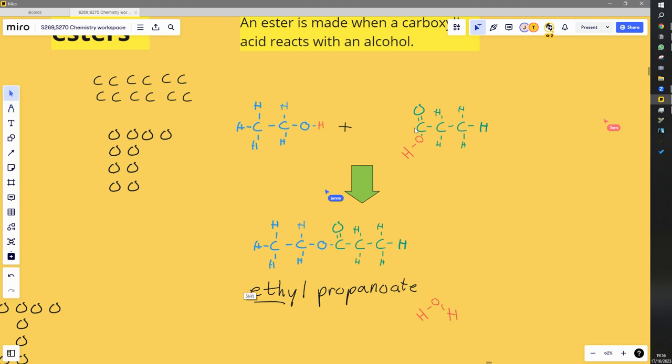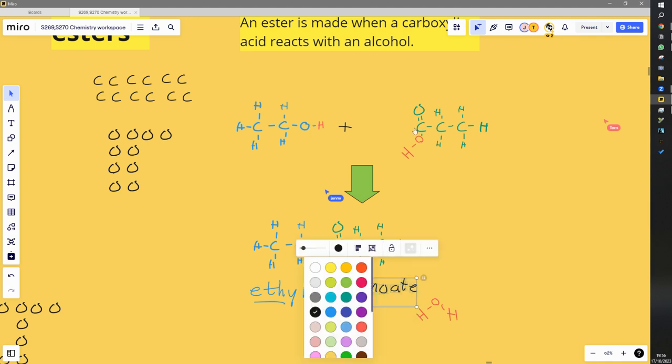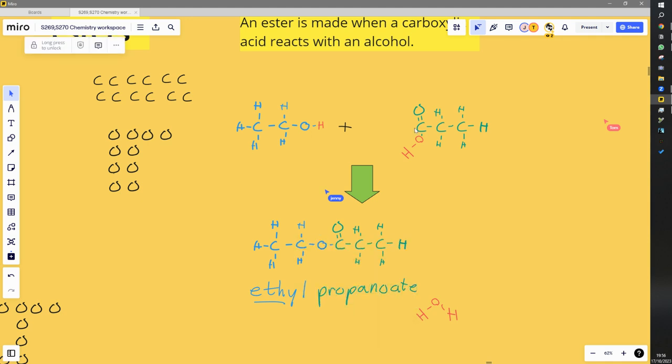So I can maybe make this bit blue and then make this bit green. And then you've got this water molecule as well. Okay, right, hopefully that, let me just pause the video.